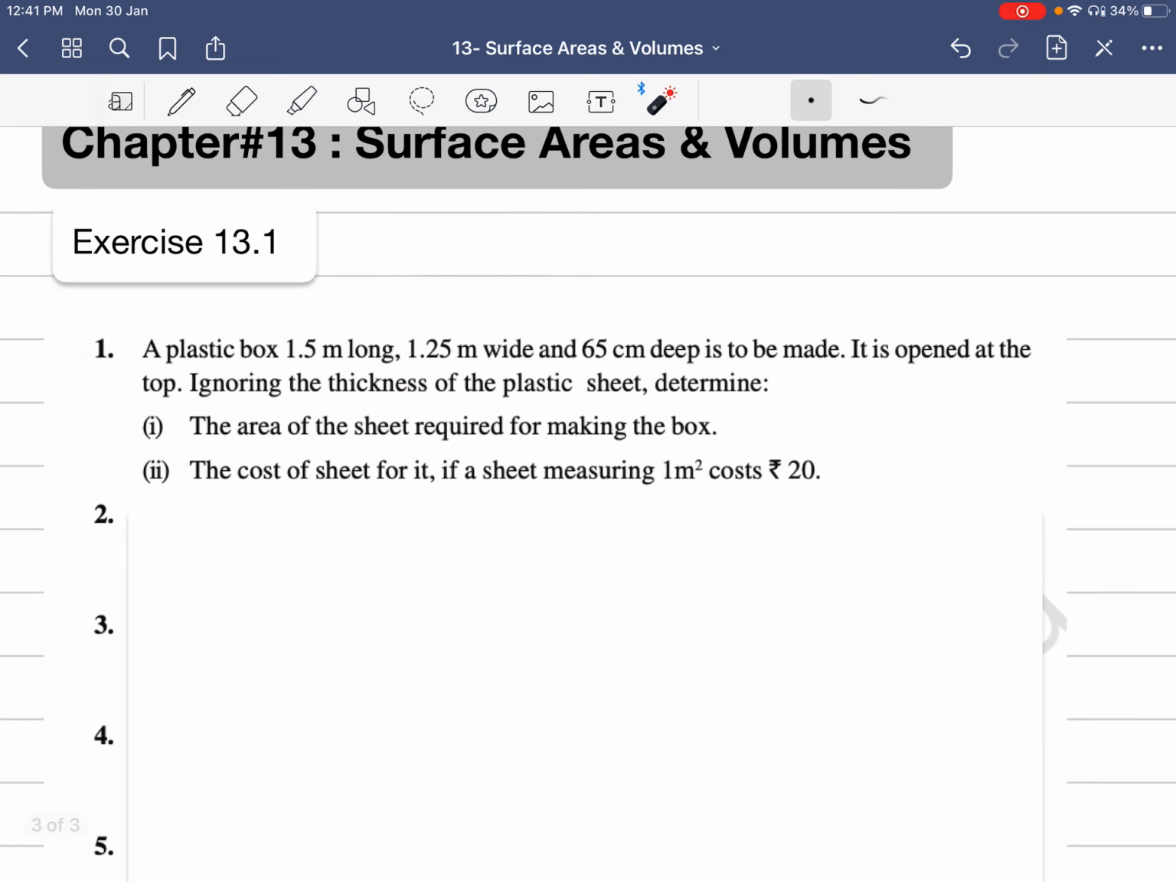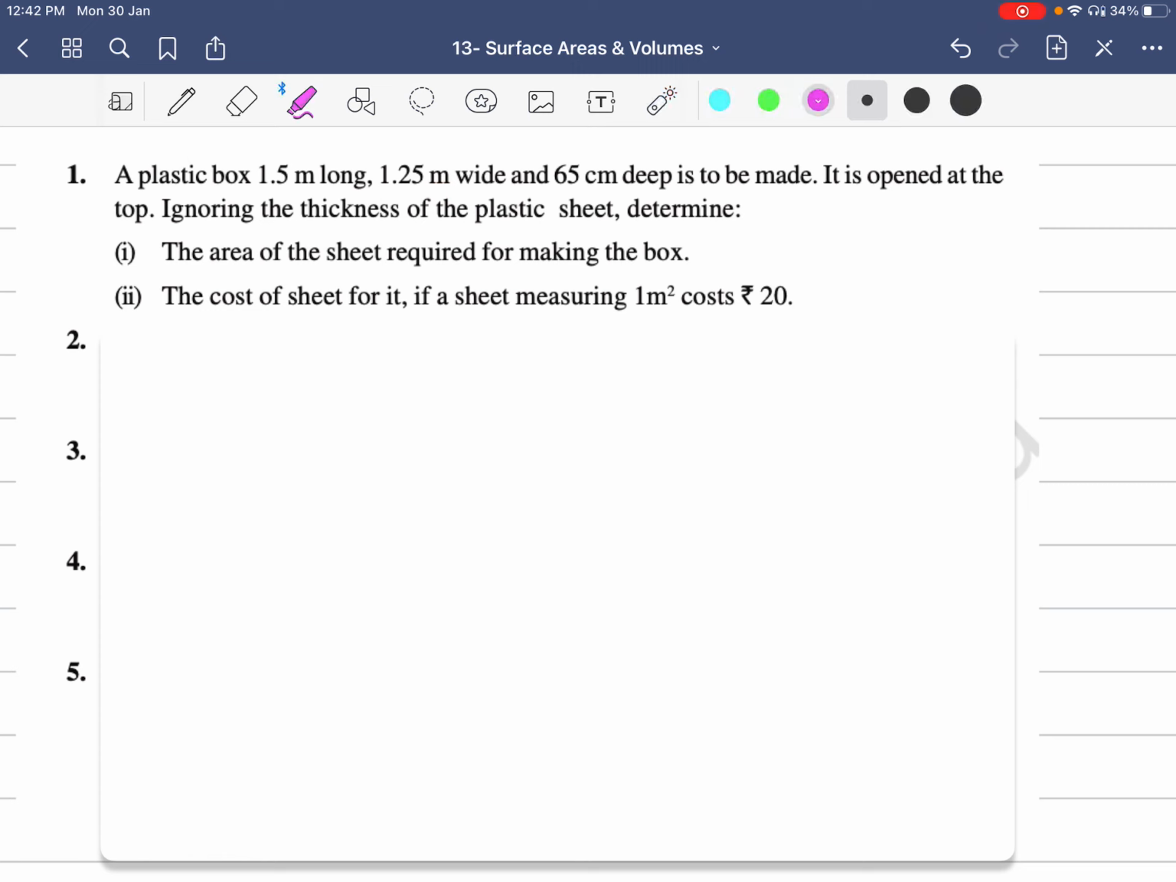Now, the question reads, a plastic box 1.5 meter long, 1.25 meter wide and 65 centimeter deep is to be made. So we have to make a plastic box with these dimensions. Let's use a highlighter to highlight these dimensions. So it has to be this much long, this much wide and this much deep. Now it is opened at the top. This is a very key information. The plastic box is to be opened at the top.